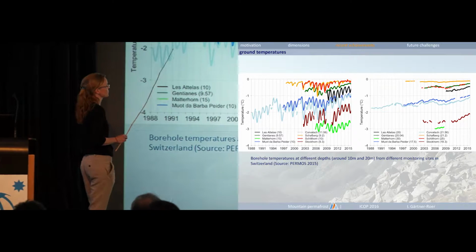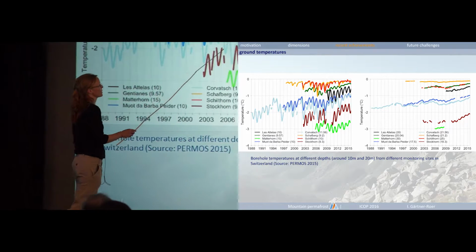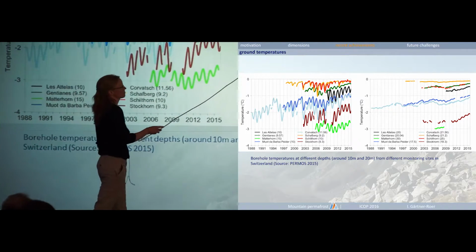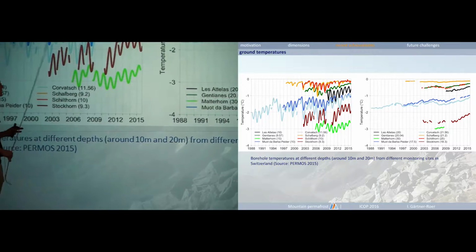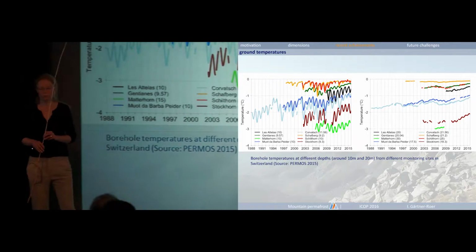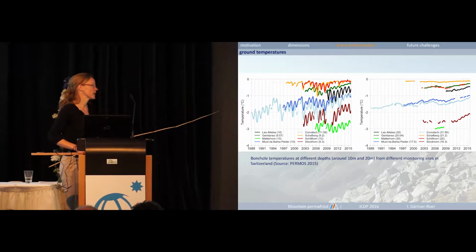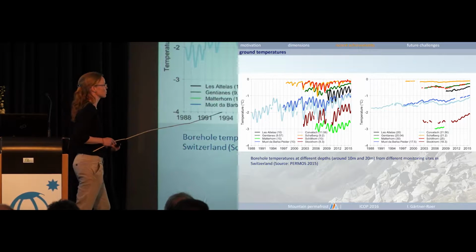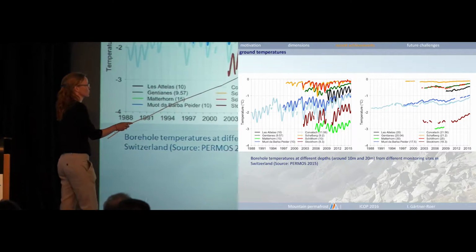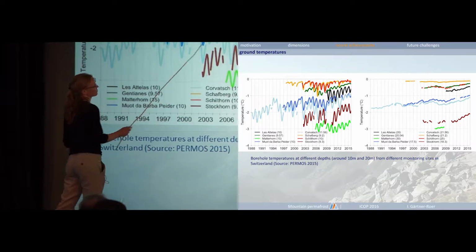So you see over a period of, the longest series is starting in 1987. So over this period, you see the annual fluctuations, the seasonal fluctuations, and the development, which is even better on this side with the depth of 20 meters, the evolution of the temperatures in the ground. You see that we have sites where the temperatures are lower, for example, at the Matterhorn or the Stockhorn sites, these are higher up, and we have several rock glacier sites.